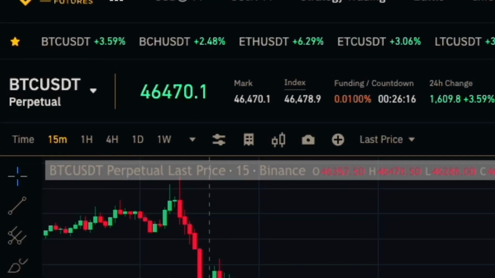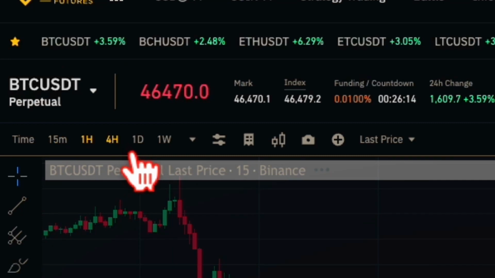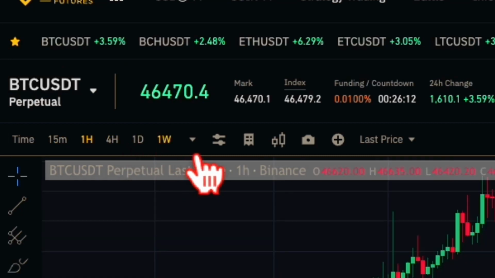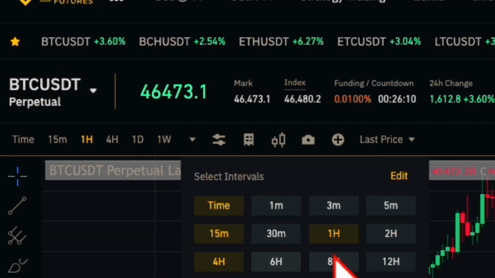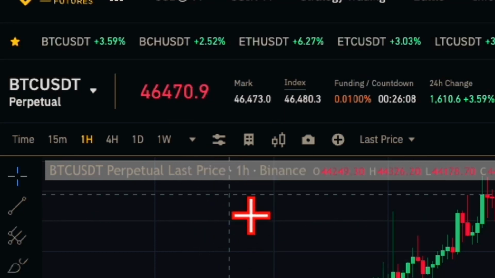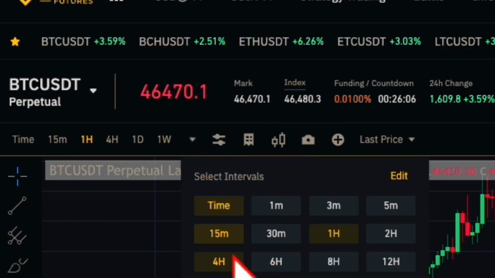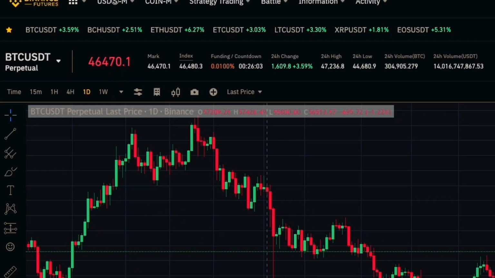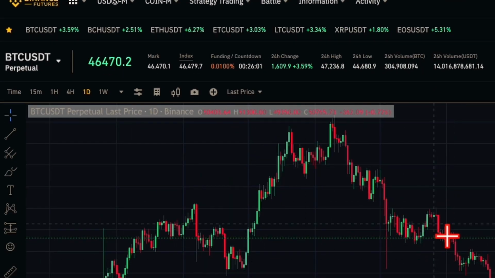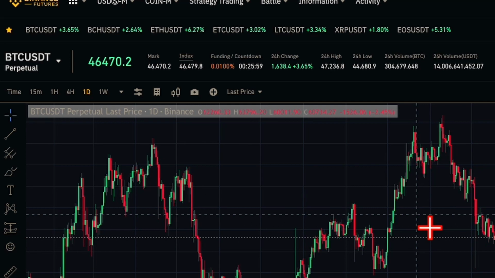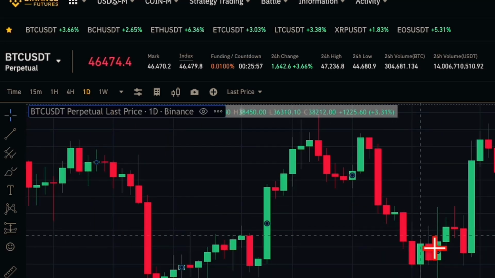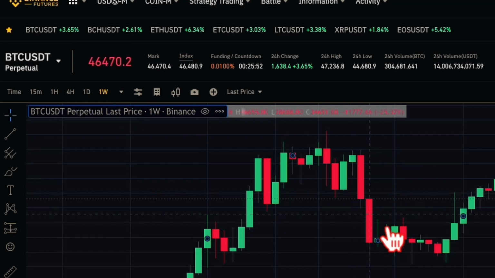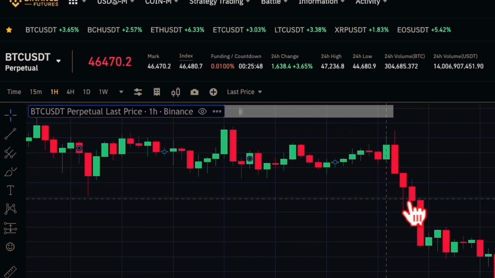What happens based on 15 minutes? We have 1 hour, we have 4 hours, we have 1 day, we have 1 week. And here we have longer time frames or smaller time frames, depending on what you want to use. So here we have 1 day here, if you want to see how the chart is behaving or how Bitcoin is behaving based on a 1-day chart. This simply means that each bar here represents 1 day. If you're on a 1-week chart, it means each bar here is for 1 week. If you're on a 1-hour chart, it means each bar here you are seeing is for 1 hour.